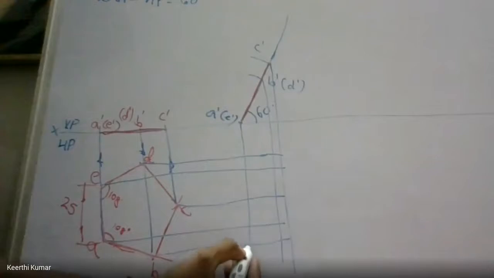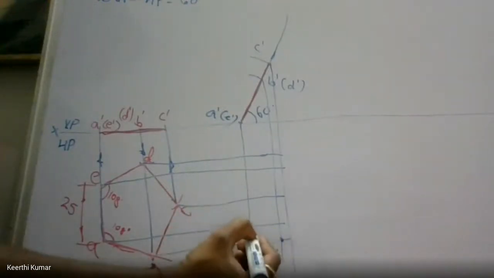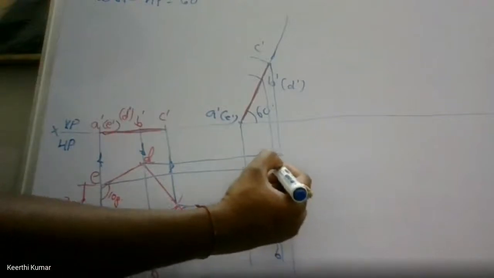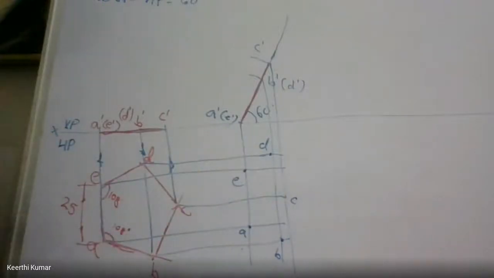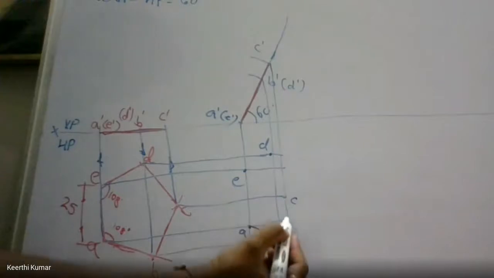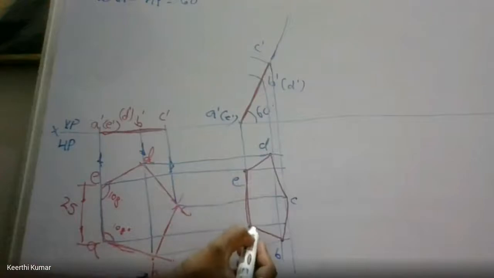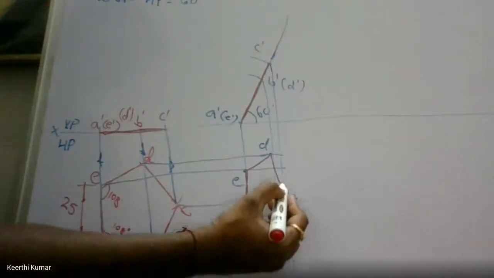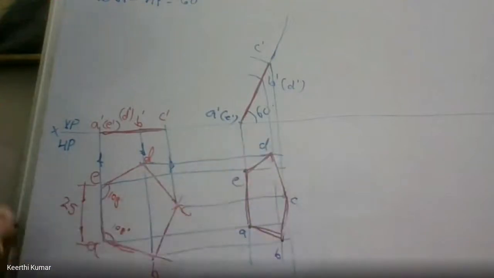A dash and A will coincide, I think probably here. This will be B, this point. And this point will be C. And here it will be D. This will be E. You join that. If we join, we will get the second position top view. A to B, B to C, C to D, D to E, E to A. This completes the pentagon in the second position.